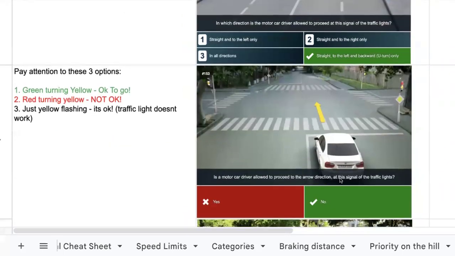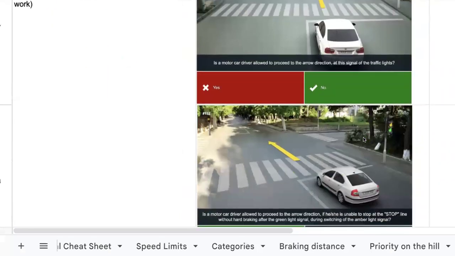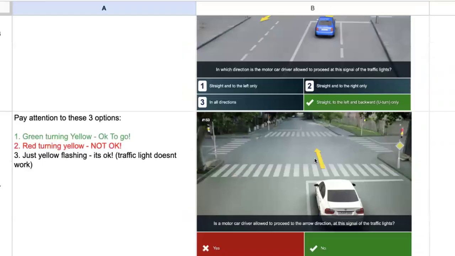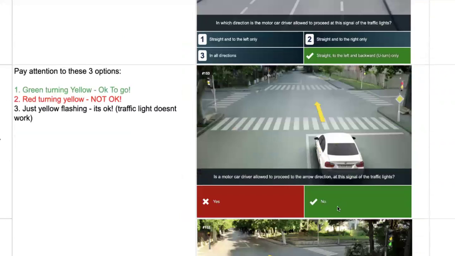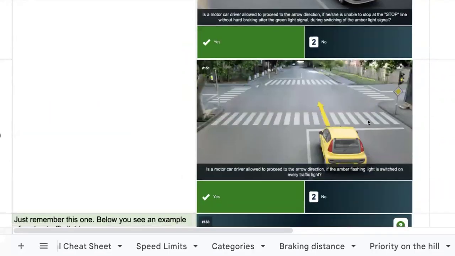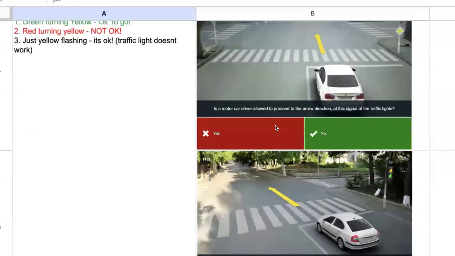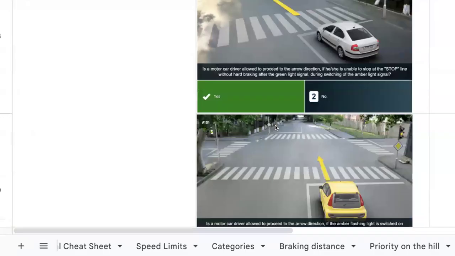Next one, pay attention to the three options about traffic lights. If it's green turning yellow, like here, it's okay to go. If it's red turning yellow, we're not allowed to go. We're supposed to wait for the green light. If they're all blinking yellow, it means they're not working, so we're allowed to go. We're not supposed to wait for the traffic light to get fixed, right?